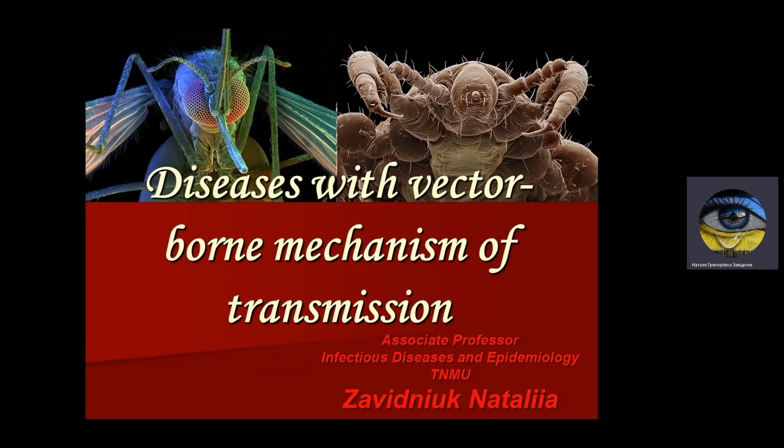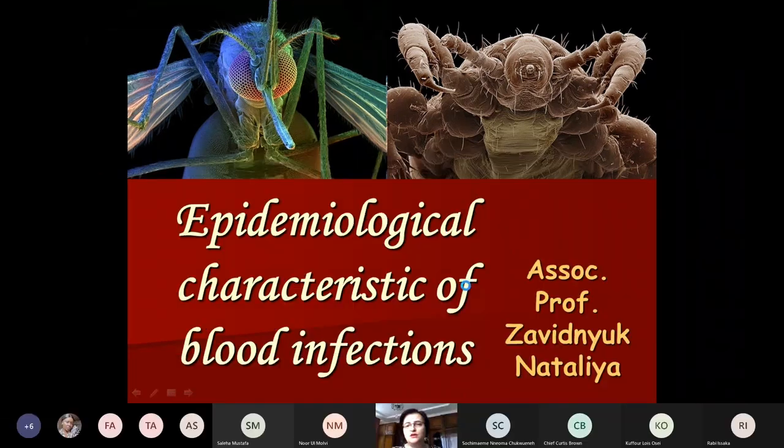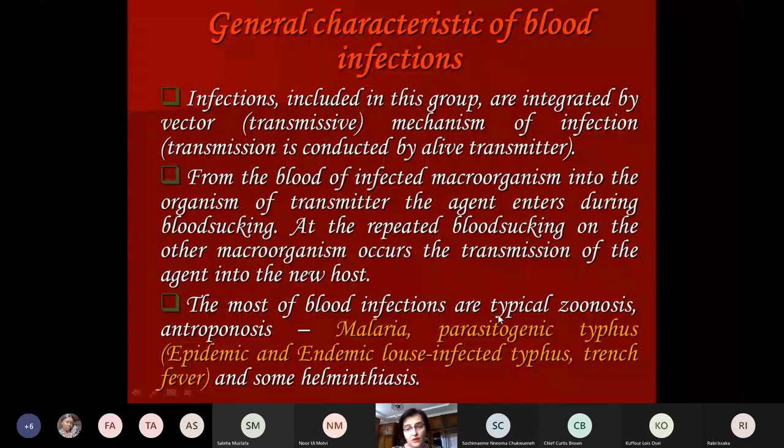And today we are going to speak about diseases with a vector-borne mechanism of transmission. Especially we will speak about malaria, sure, because it's one of the most common parasitic infections all over the world and still today very dangerous and can lead to death. But for the beginning, the general characteristic of blood infections.